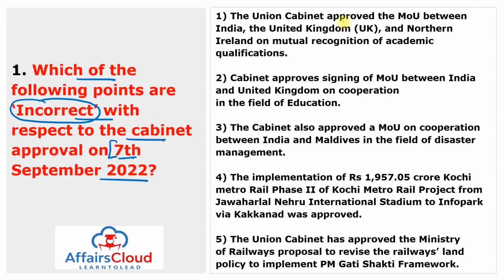The first is, Union Cabinet approved the Memorandum of Understanding between India and United Kingdom and Northern Ireland on the mutual recognition of academic qualification. This statement is true. Next, Cabinet approved the signing of Memorandum of Understanding between India and United Kingdom on the cooperation in the field of education. This statement is wrong because in the field of education, India signed one MOU not with the United Kingdom, it is with United Arab Emirates.